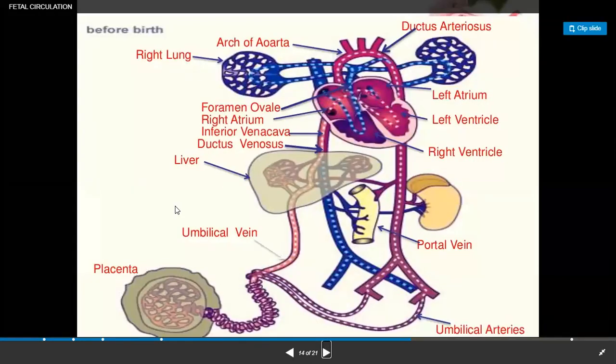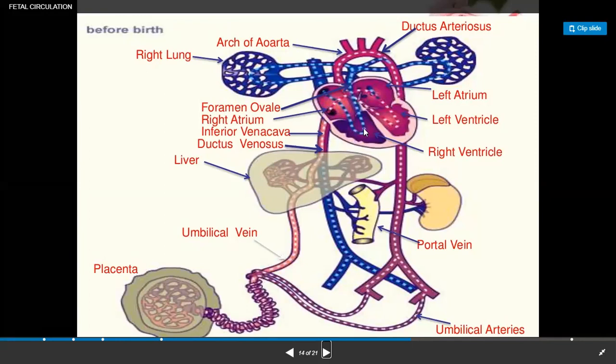Here is another diagram. This is the placenta. From the placenta, this is the umbilical cord. Inside it is the umbilical vein, because we have one umbilical vein and two umbilical arteries. This umbilical vein goes upward. This is the liver. Then this is the ductus venosus. Then the upper side goes into the inferior vena cava. Here is the right atrium.